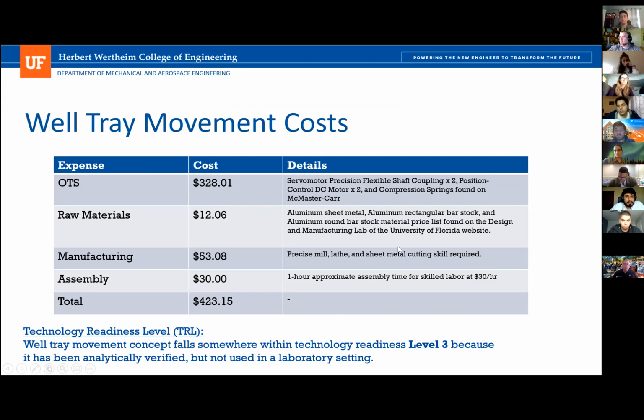Manufacturing costs, we will need the use of a mill, lathe, and sheet metal cutting skills, $53.08, and then assembly $30 to bring a total of $423.15 for this subsystem. The technology readiness level of this subsystem is 3 because it has been analytically verified, but it has not been verified in a laboratory setting.